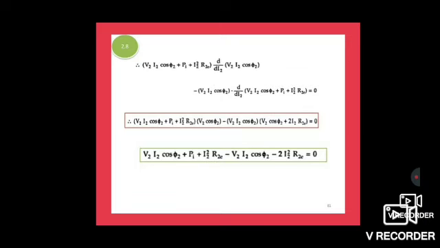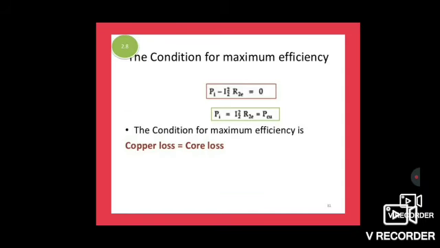Therefore, V2 I2 cos phi 2 plus Pi plus I2 squared R2E times V2 cos phi 2, minus V2 I2 cos phi 2 times V2 cos phi 2 plus 2 I2 R2E, equal to 0. By simplification, V2 I2 cos phi 2 plus Pi plus I2 squared R2E minus V2 I2 cos phi 2 minus 2 I2 squared R2E equal to 0. V2 I2 cos phi 2 terms are cancelled. Therefore, the final answer is Pi minus I2 squared R2E equal to 0. Therefore, Pi equal to I2 squared R2E, where I2 squared R2E is the copper loss. Therefore, the condition for maximum efficiency is copper loss equal to core loss.